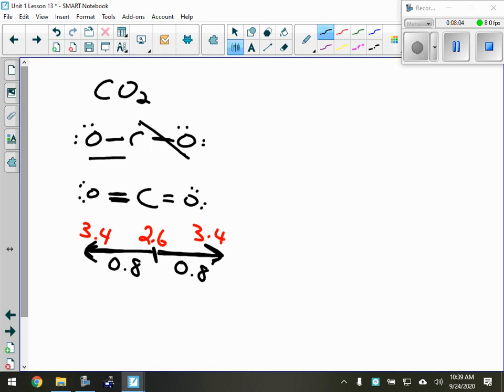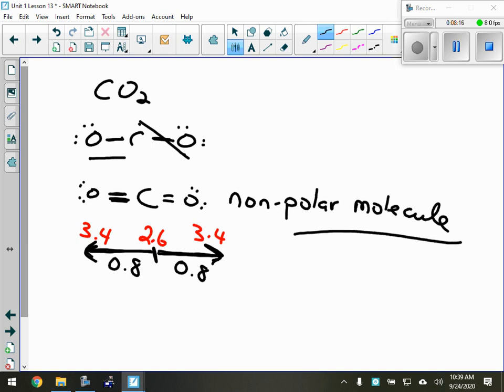So because they cancel each other out, in this case, we call this a, you can write this down, non-polar molecule. Okay? This is a non-polar molecule because those forces are canceling each other out. The pulls of electronegativity, which in this case is 0.8 and 0.8, are the same in both directions. So therefore, they're going to cancel each other out. All right? Is that okay?